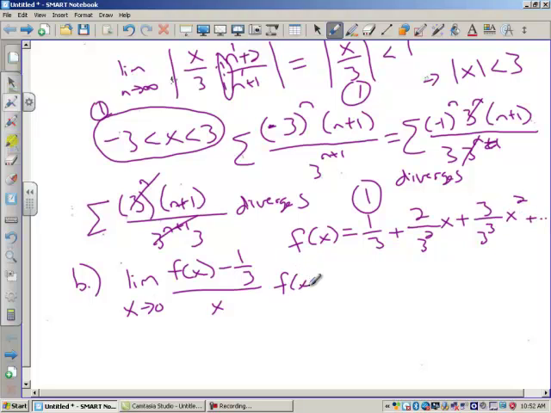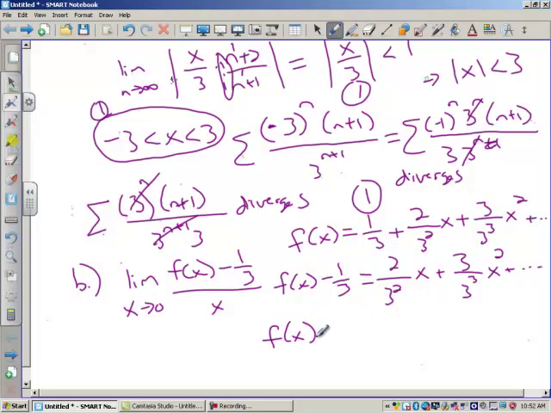F of x minus 1/3 would be, subtract 1/3 from both sides. Well, that would be 2 over 3 squared x plus 3 over 3 cubed x squared plus dot dot dot. And then to divide through by x, that just means we're going to divide an x out of everything.